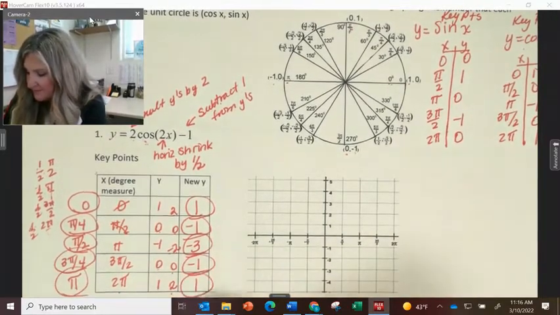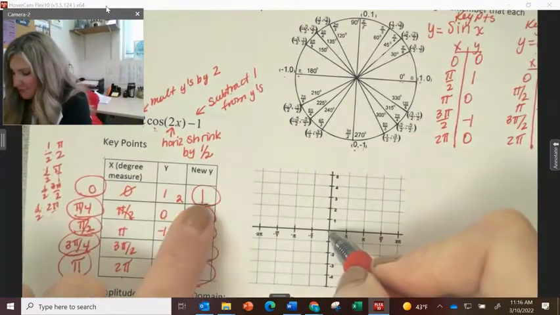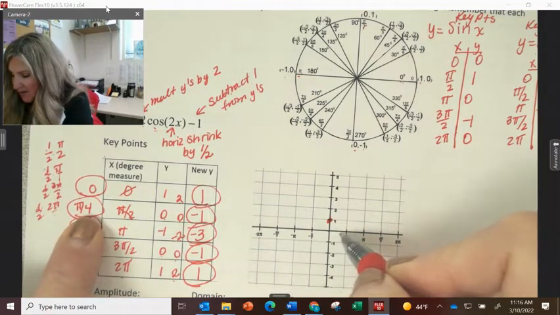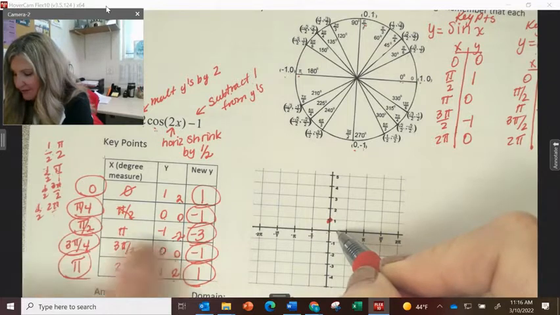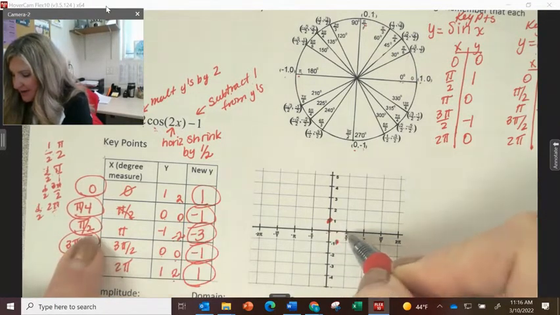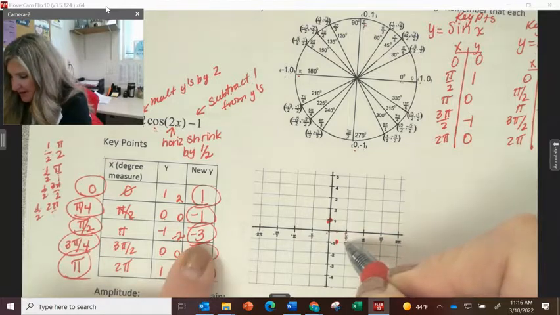So when x is 0, my y is 1. When x is pi over 4, which is right in between 0 and pi over 2, so right there's pi over 4, I have to plot -1. Here's pi over 2, and I have to plot -3.